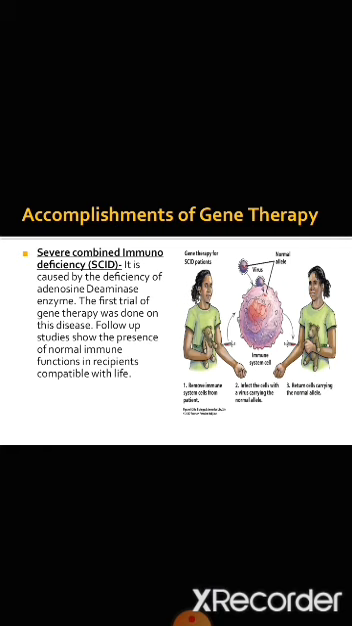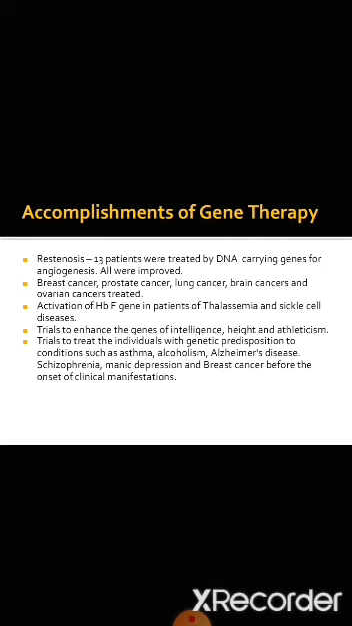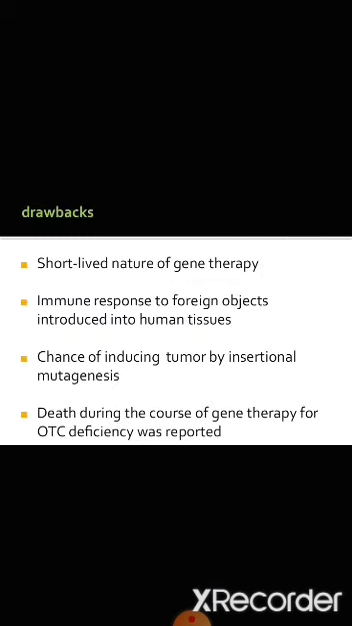The accomplishments of gene therapy include severe combined immunodeficiency, which is caused by the deficiency of adenosine deaminase enzyme. The first trial of gene therapy was done on this disease, and the follow-up studies showed the presence of normal immune function in recipients. Then activation of the HbF gene in patients of thalassemia and sickle cell disease. These are some of the accomplishments of gene therapy.